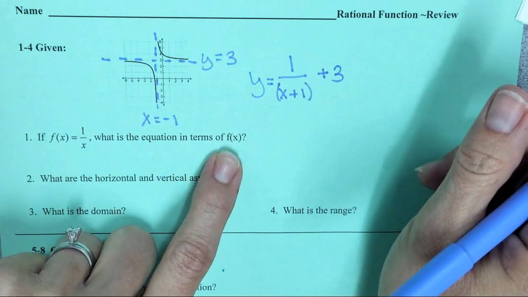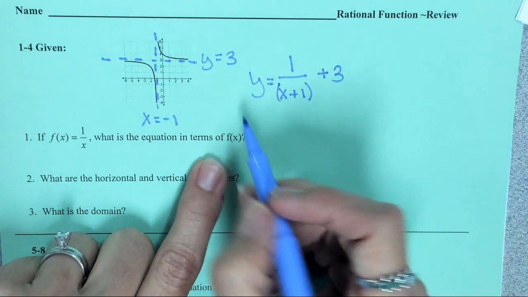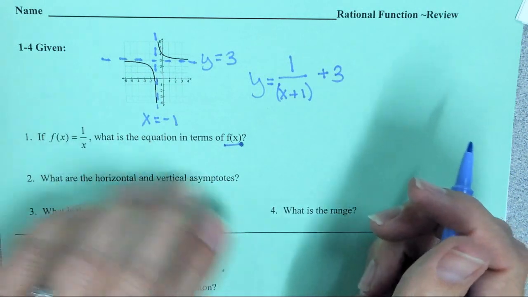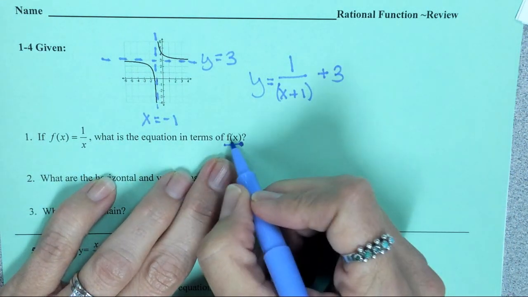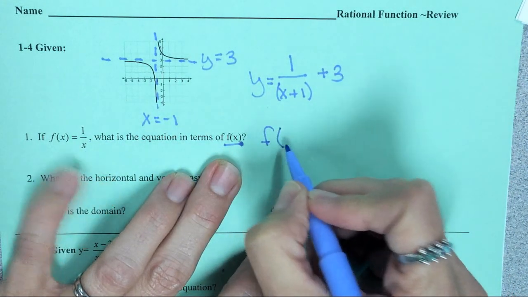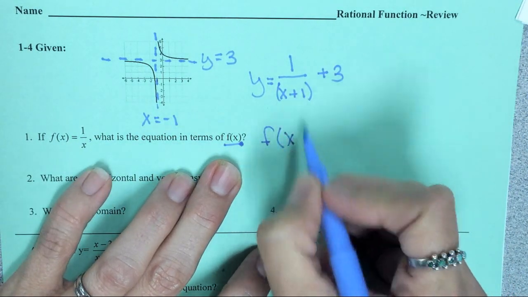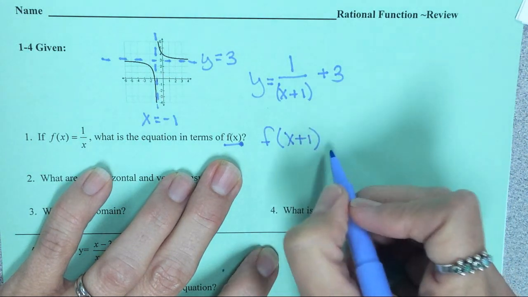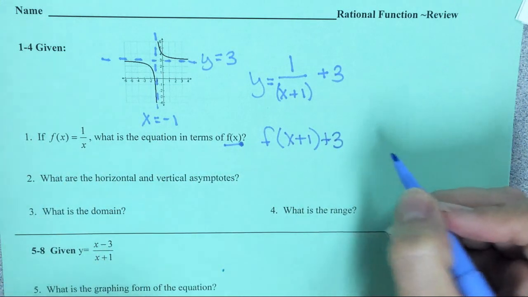On your test, they're going to ask you to write these equations in terms of f of x, knowing that f of x equals 1 over x. To do this, when you write down the f, it's representing 1 over x. Whatever I put in parentheses up here will also go in parentheses for my function. The plus 3 is not in parentheses, so it'll go on the outside.